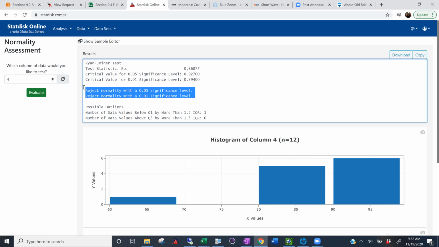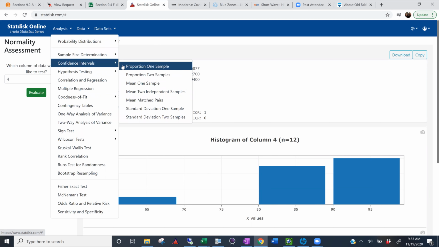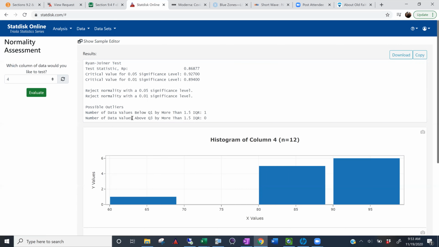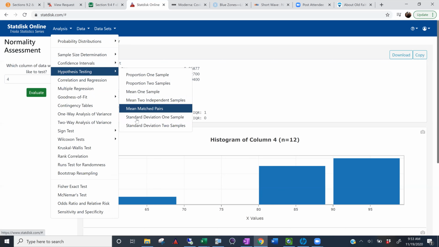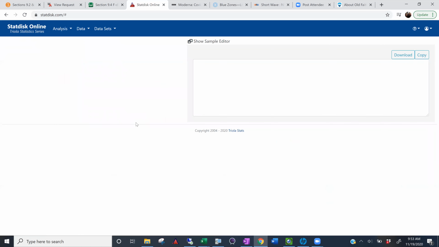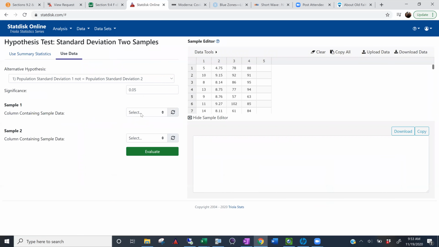Now, that said, let's pretend that the data actually did satisfy the normality assumptions for both populations. But in reality, we shouldn't be proceeding with this test. All right, we'll select Stat. Hypothesis testing, come on. There we go. So use data, 5% significance level, columns 3 and 4, and bam.